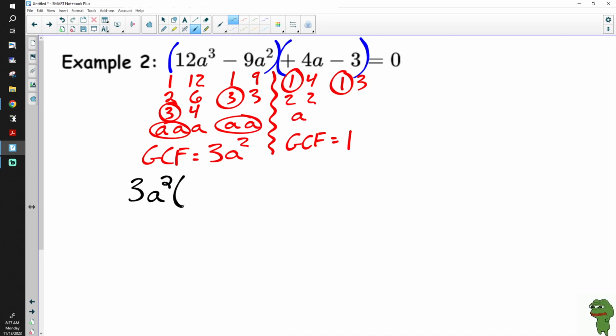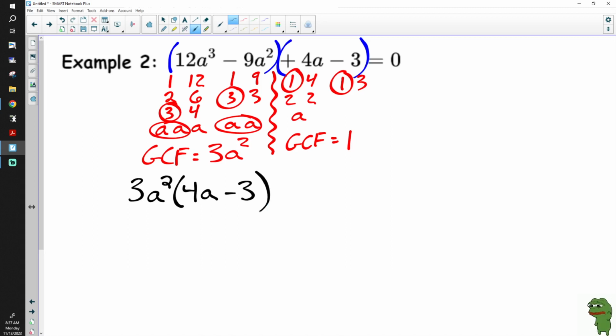Yep. 12 divided by 3 gives us 4. We had 3 A's, we took 2 away. Now we only have 1 A after the 4. Negative 9 divided by 3 is in fact minus 3. We had 2 A's and they're gone.